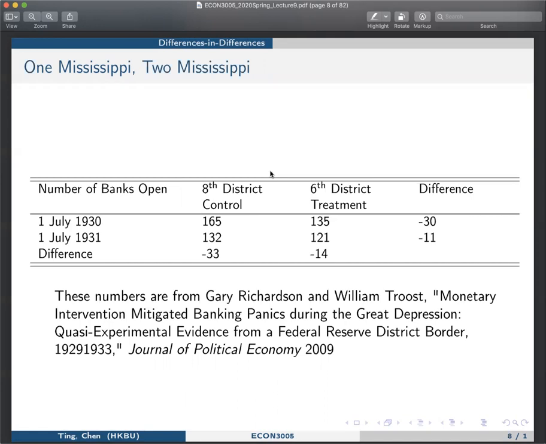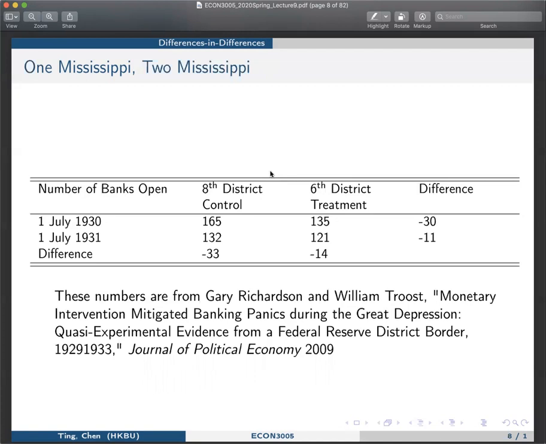Well, one Mississippi, two Mississippi is actually a very famous children's song in the US. So this is a very interesting setting in which we can do this experiment.